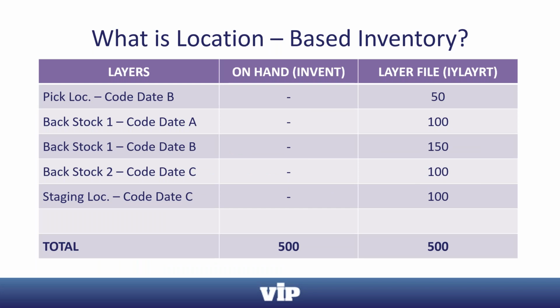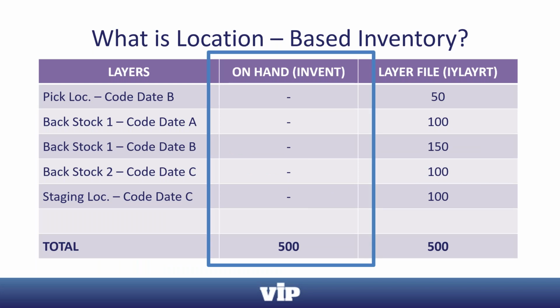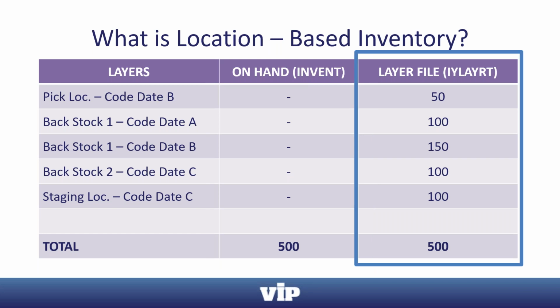It's the same numbers, but what I wanted to show you guys in particular was the difference between the two files. So if you're non-LBI, the only file you have is the on-hand file, and I kind of just gave you what it's called behind the scenes, the inven file. And that gives you the total number like I was just talking about. Well, what happens is when we turn LBI on, we build a new file. So not only do you have the on-hand file, but you now also have the layer file.